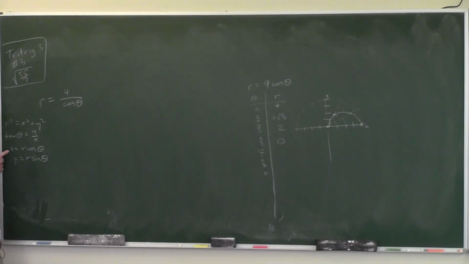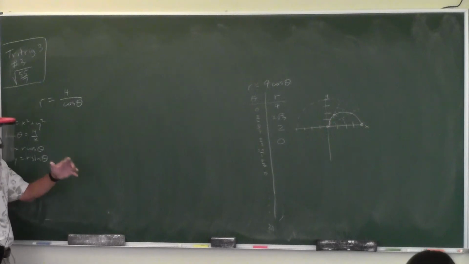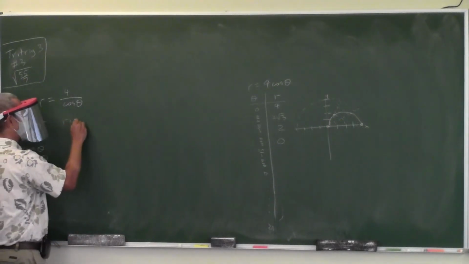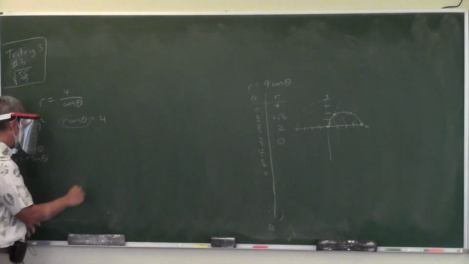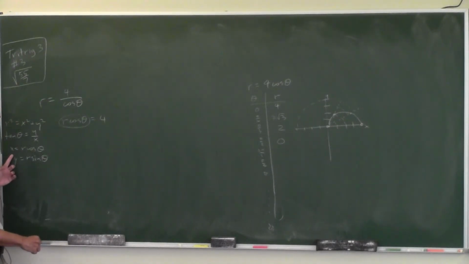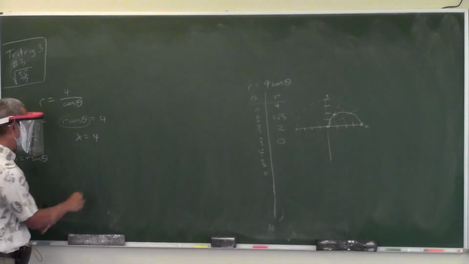Okay, let me point at it. What can I do to this equation so that I will see r cosine theta? Cross multiply. So r cosine theta equals 4. And r cosine theta is x. X equals 4. Hey, I know how to graph that.